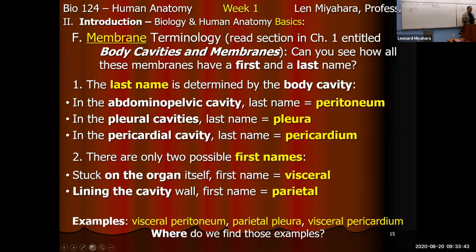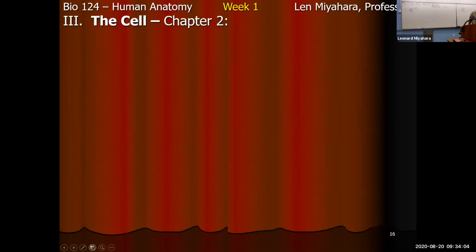Remember that the membranes are named. Their last name is based off the specific anterior cavity. That's number 1 on the slide. And then the first name, there's only 2 possible first names, either visceral or parietal, depending on if it's stuck to the organ or lining the cavity wall. Okay, pretty simple.